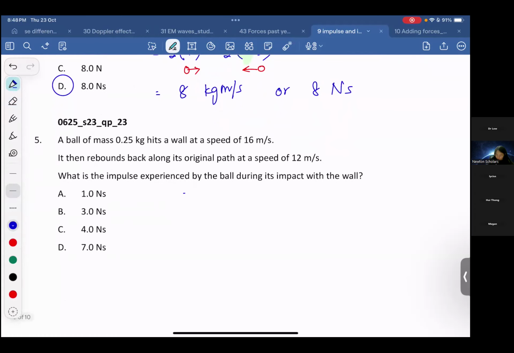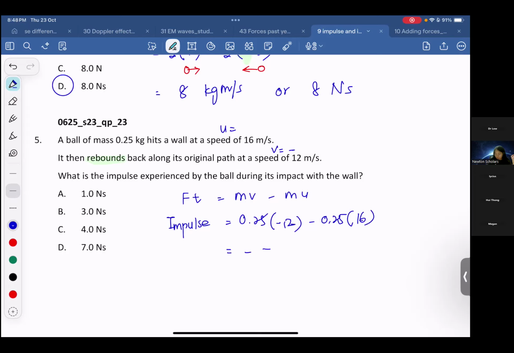Okay, so here impulse Ft equals mv minus mu. Which one do we want to use? We use the second one. For the first one, we don't have the force, we don't have the time. The mass is 0.25. So it hits the wall, this is initial. Rebound, highlight rebound. If rebound, that means opposite direction, so your v here, put a negative for it. So you will get -12 minus 0.25 times initial 16. My answer will be -7 Newton second.